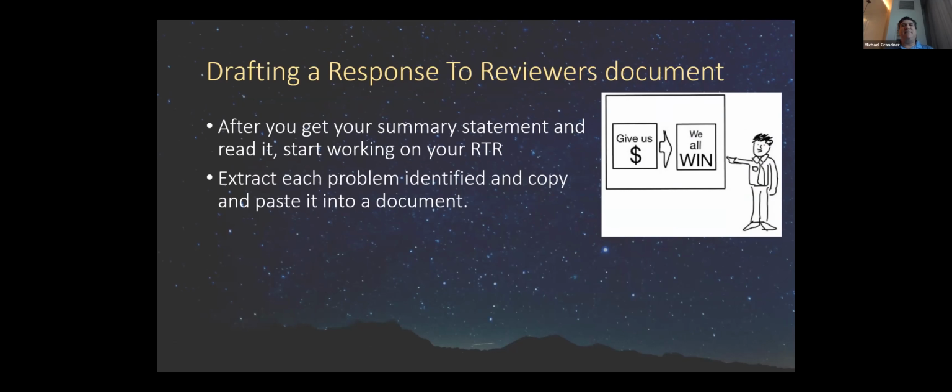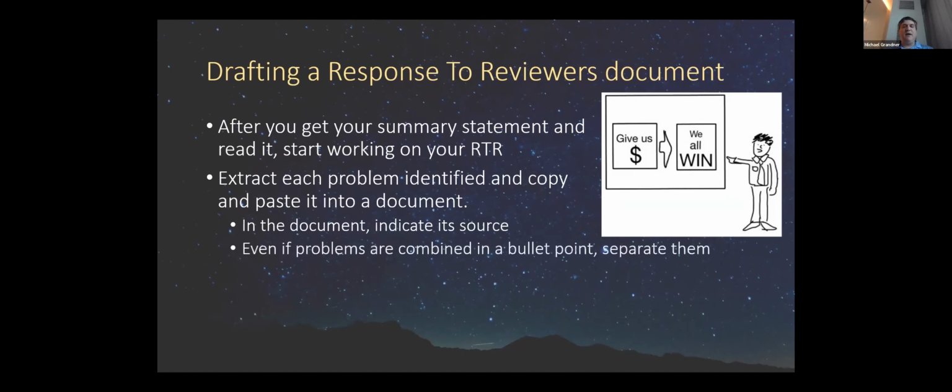Every single separate thing that they had a problem with. If they had one comment that actually had 3 problems in it, split it into 3 bullet points. You want to articulate this as much as possible. And in your Word document, indicate its source. So you might want to say, after each one, S for summary, or 1, 2, or 3 for which reviewer it came from, because you're going to reshuffle these, and you might want to keep an eye on where they all came from.